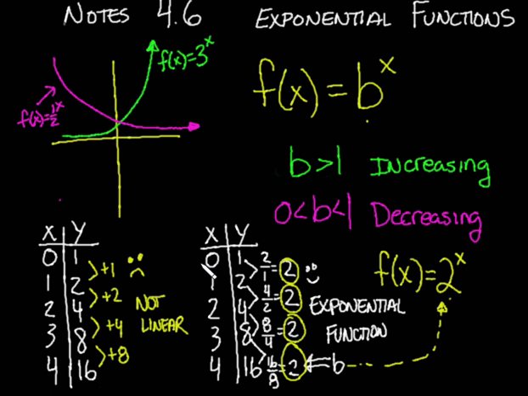2 to the power of 0 is 1, 2 to the power of 1 is 2, 2 to the power of 2 is 4, 2 to the power of 3 is 8, and 2 to the power of 4, 2 times 2 times 2 times 2, makes 16. So this would be an exponential function. This one would look like the green one up here. Start off really low and then get high really fast. Now, if you need to, you can pause it, but I'm going to turn off this layer.